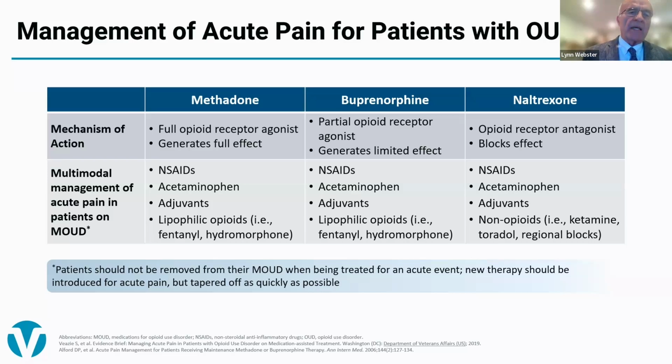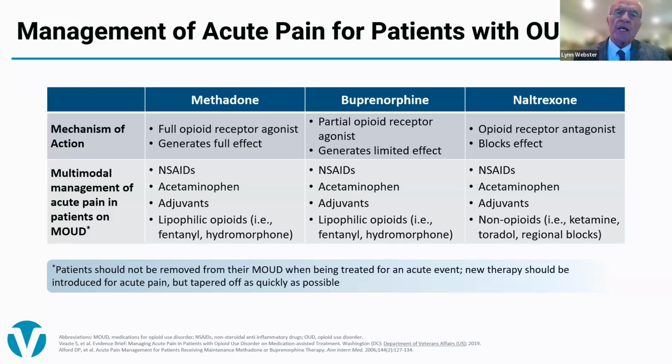If they're on methadone or buprenorphine for OUD, try to find a non-opioid to treat their pain. But if they need an opioid, it needs to be a lipophilic opioid, something like fentanyl or hydromorphone, and it is additional to what they've been taking. You don't add more buprenorphine or add more methadone. You maintain that so that you can taper off the acute opioid therapy as quickly as possible, hopefully even before their discharge, but if they're discharged within a few days.